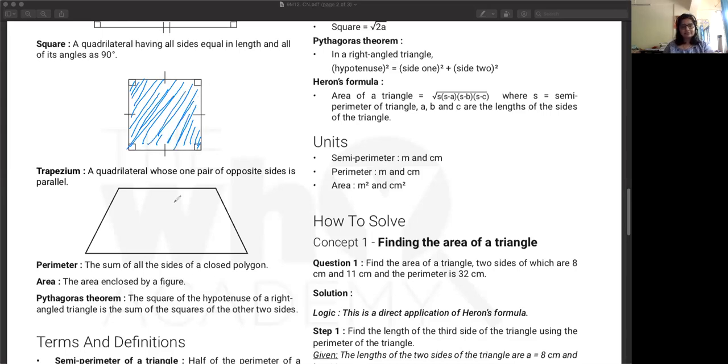Again, let's go over the whole list. Area of a square will be equal to S square, side square. Area of a rectangle, length into breadth, L into B. Area of a triangle, half into base into height.